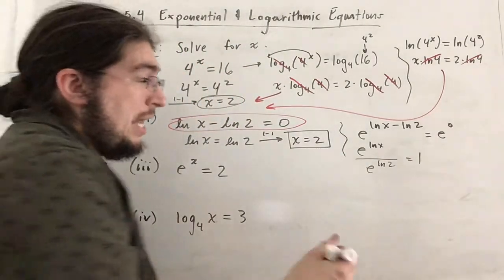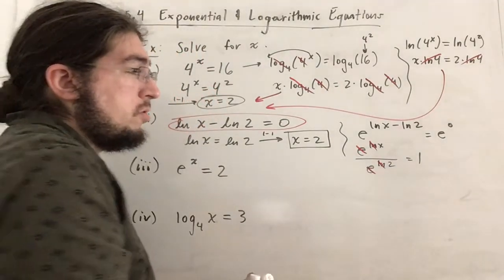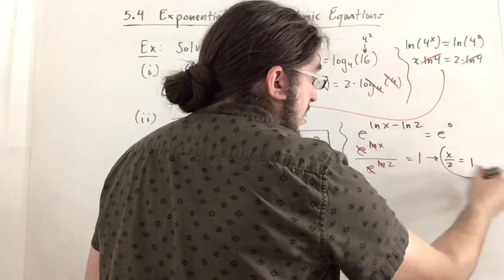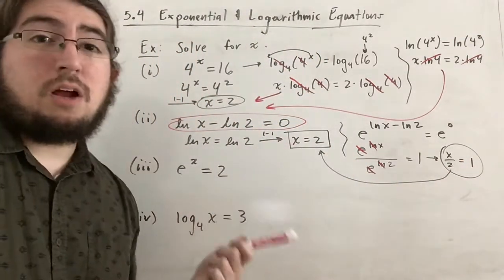And e to the ln, if you don't remember, cancel each other out. So we get x over 2 is equal to 1. And then finally multiplying both sides by 2 gives us our result.